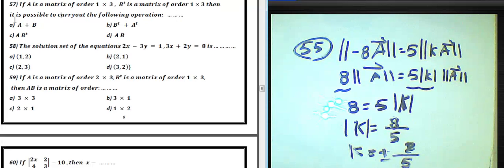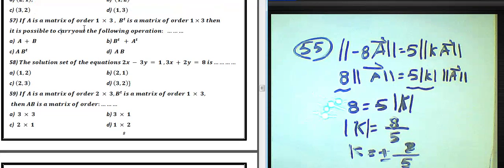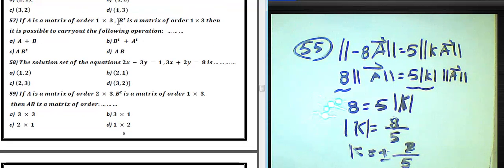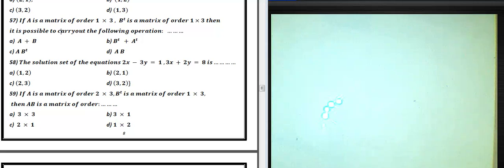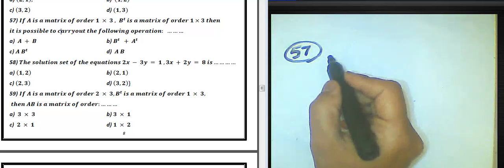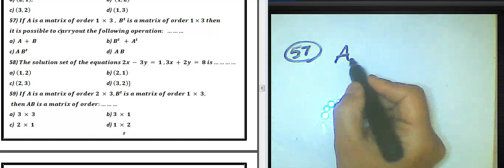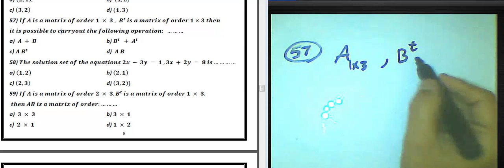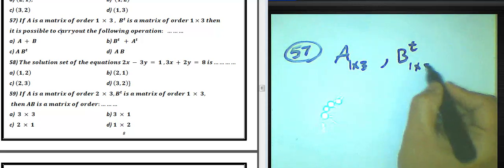Question 57. If A is a matrix of order 1 by 3, and B transposed is a matrix of order 1 by 3, then the possible operation to carry out will be what? Look at here. Question 57. He gives us a matrix of order 1 by 3, and B power T is a matrix of order 1 by 3.